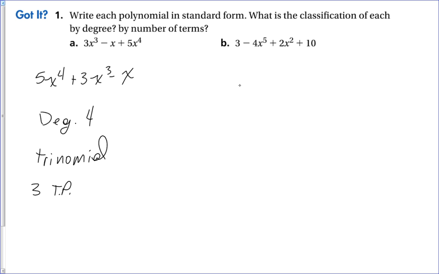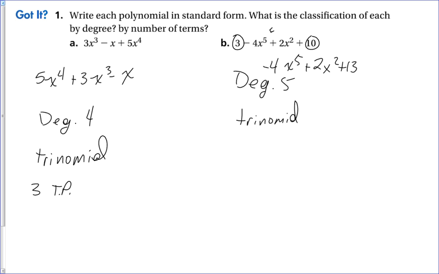This one here has a degree of 5 because 5 is our highest degree. This one has 1, 2, 3 terms, so this one is also a trinomial. Mr. Allison, there's 4 there. Yeah, but if you can add the 3 to the 10 and make this negative 4x to the 5th plus 2x squared plus 13. So therefore we have 1, 2, 3 terms, so it is a trinomial. And since the degree is 5, we're going to have 4 turning points.